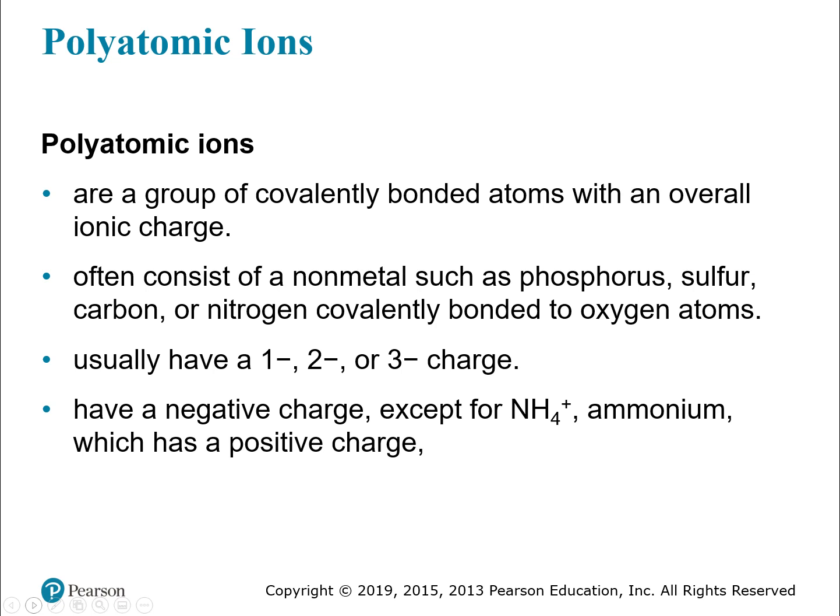More often than not, you're going to have a nonmetal that is covalently bonded to oxygen. That's what a lot of the polyatomic ions are. Most of them are negative. So they have -1, -2, -3. The exception is NH4+, which is ammonium, and it has a positive charge. So it is the only cation that you're going to encounter that's a polyatomic ion. All the other ones are going to be anions.